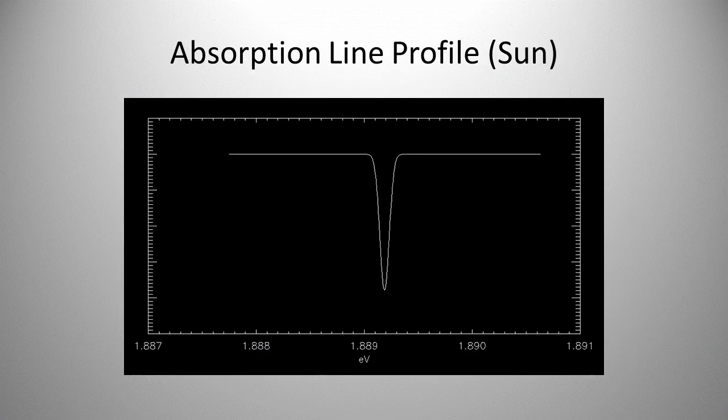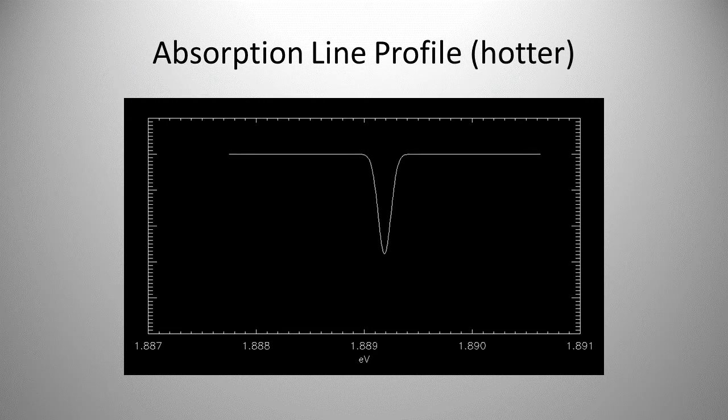So if we have an absorption line, say from the spectrum of the sun, it might look like this. But if the sun's atmosphere was hotter, that absorption line would be spread out a little. Notice that it's also not quite as deep. Whereas if the sun's atmosphere was cooler, that absorption line would be thinner and deeper.